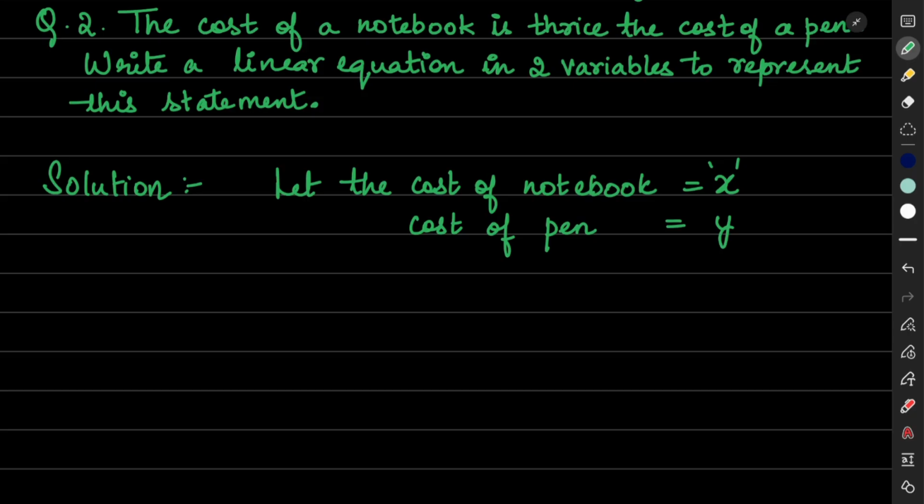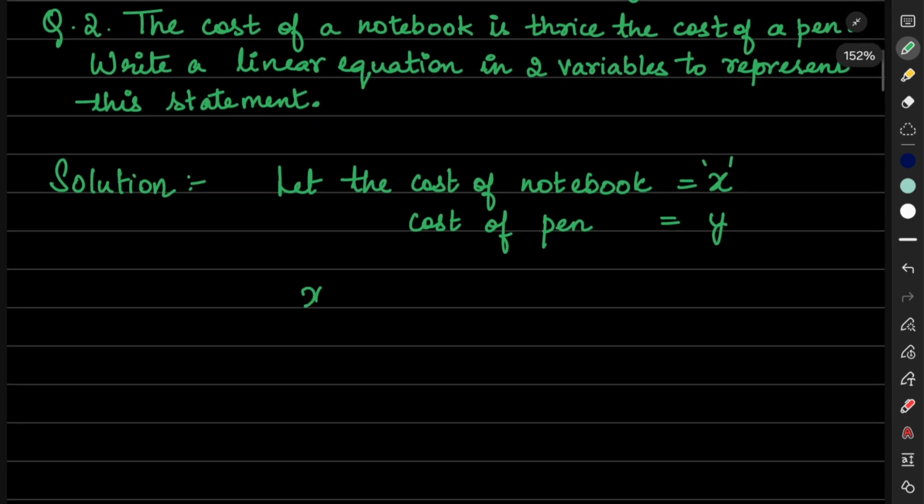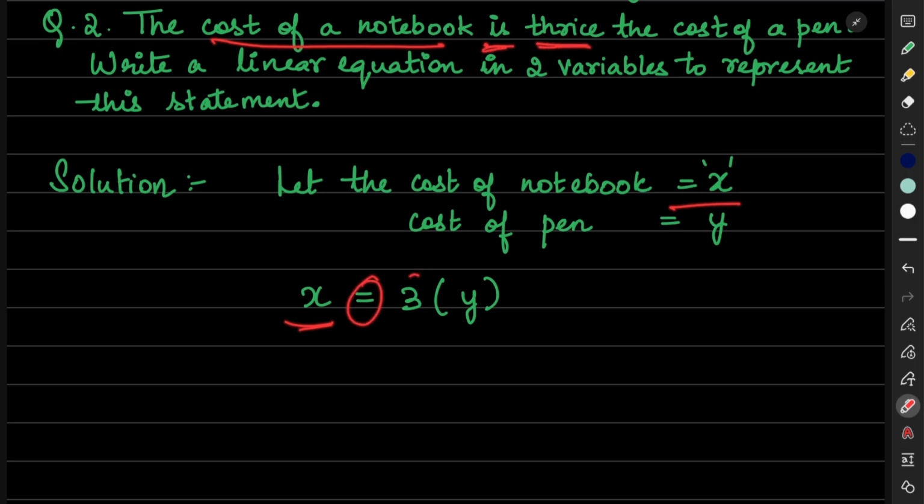The cost of a notebook, which is nothing but your x, is thrice, 3 times the cost of a pen. That means x equal to 3y. I'm just translating the statement into the equation. The cost of a notebook is x, which is equal to thrice the cost of a pen. The cost of a pen is y.